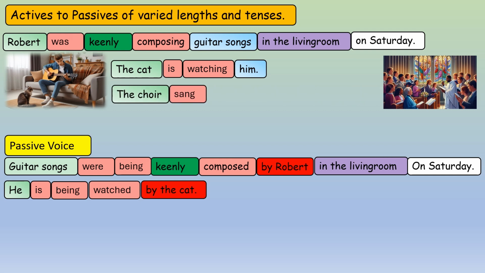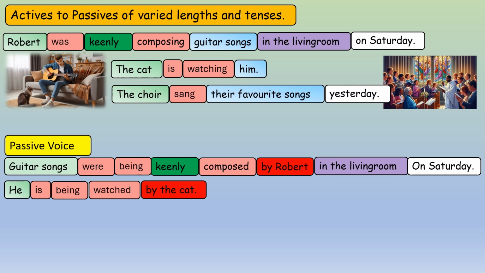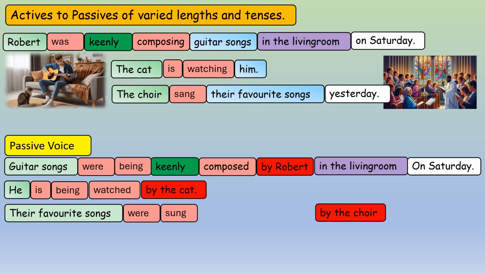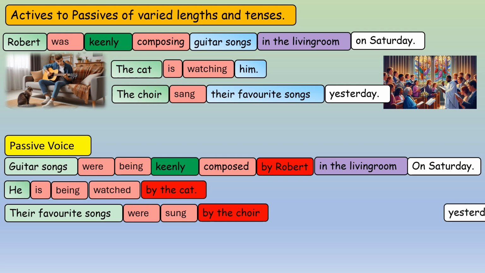Another example, the choir sang their favorite songs yesterday. Now we have simple past tense here. Let's see what that looks like in the passive voice. Their favorite songs were sung, that's the past participle of sing, by the choir, which is our agent, yesterday, time.